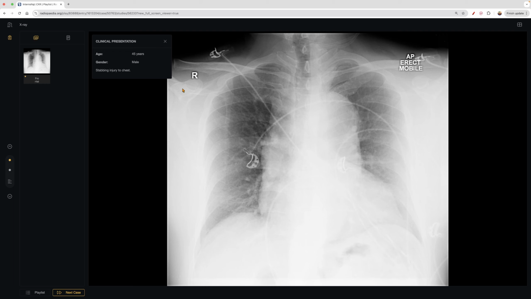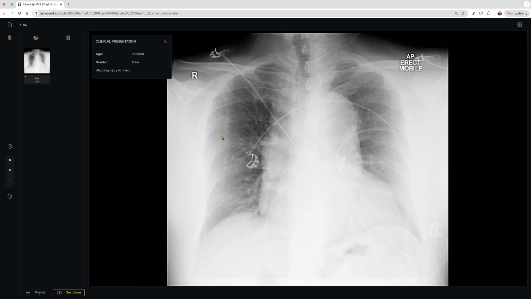What I wanted to say before we move on is this clinical indication, stabbing injury to chest. Okay, that definitely gives us a clue that there's probably some pathology here, right? Now, beforehand, we did talk about an AP image, more mobile, portable, whatever you want to call it, supine, and how that can make the heart look bigger, right? We did talk about that. But in this case, could it look more emphasized?